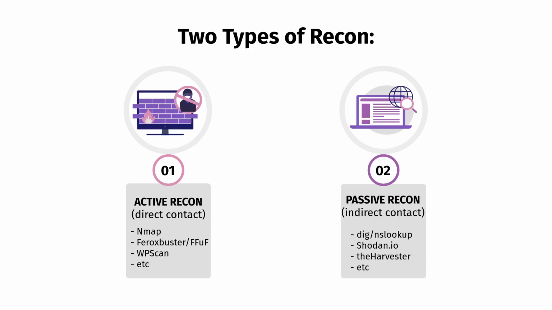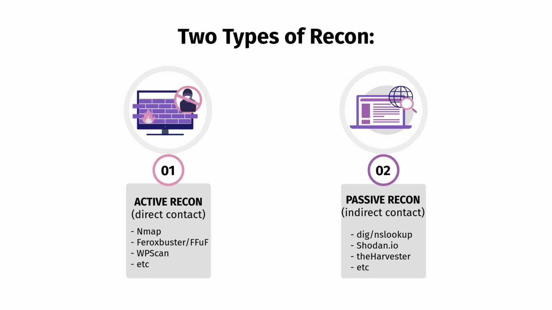Either way, there's two types of recon. There's active reconnaissance and passive reconnaissance. Active reconnaissance is when you make direct contact with a target. So you're actually visiting their website, you're running an Nmap scan on their server, you're doing forced browsing on their web app, etc., etc.